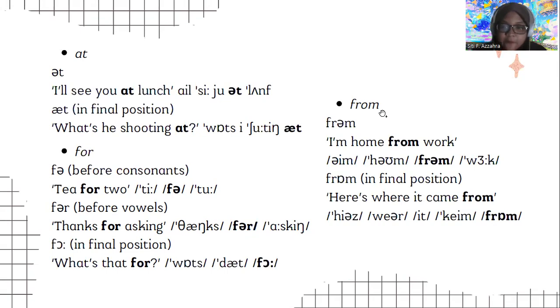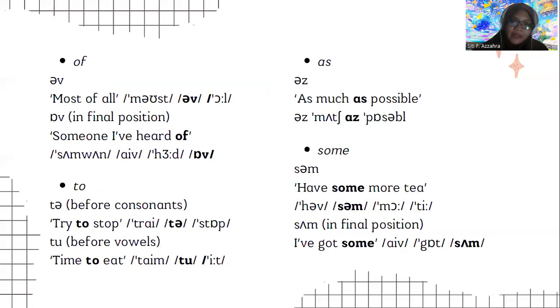And the next we have from. It is pronounced like from. Example like I'm home from work. And if it came in final position, it is pronounced like from. Like here's where it came from. And the next one is of, pronounced like of, like in most of all. And if it's in final position, it's pronounced like of, like someone I've heard of.